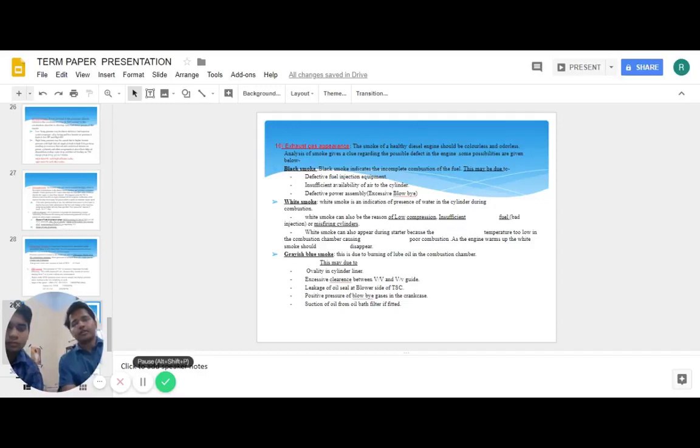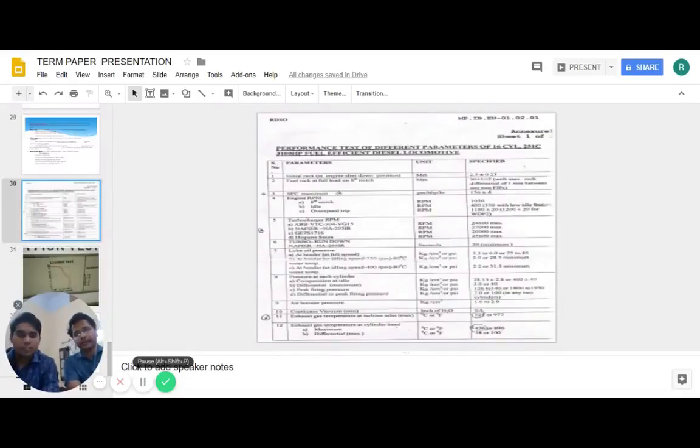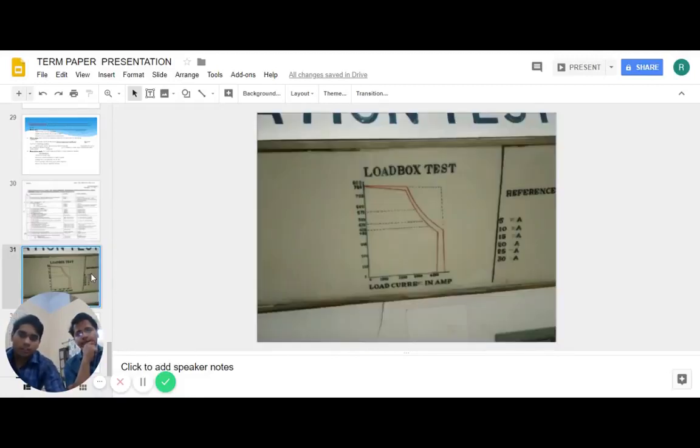Exhaust gas appearance. The various colors can be obtained in the exhaust gas. It may be black, white, or grayish blue. All these indicate different types of deficiencies. There should be no color actually. This is a chart which lists the performance test parameters which should be matched during load box testing. And this is the curve between voltage and load current during load box testing.